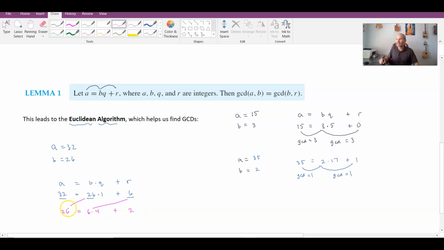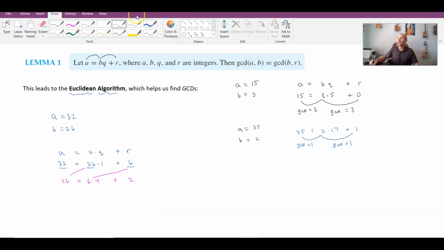And now what I can say is that the GCD between 26 and 6 is the same as the GCD between 6 and 2. Why can I say that? Well, because this equation here is exactly A equals BQ plus R. And we know that the GCD between A and B is always going to be the same as the GCD between B and the remainder. So what I'm doing here is I'm basically reducing these numbers in size each time.